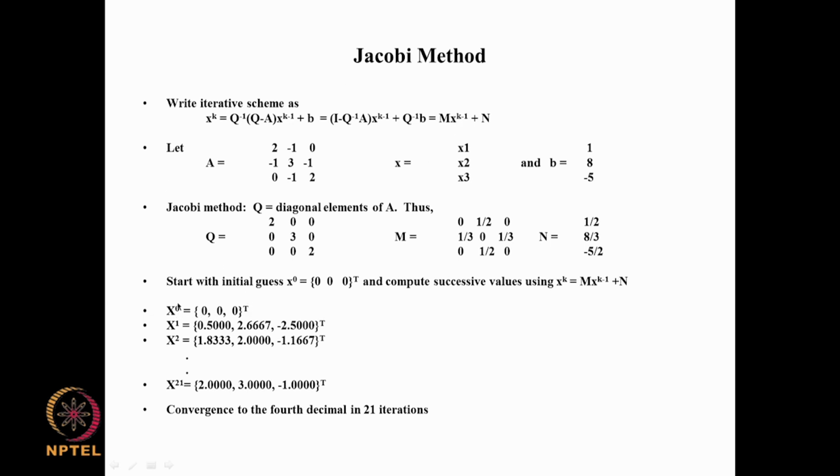So, x0, where the superscript indicates the initial guess, is 0 0 0 for the 3 elements, x1 is 0.5, 2.667, minus 2.5. You can substitute these things here and then you can get x1 x2 x3 like that, and x21 gives us 2.000, 3.000 and minus 1.00, and you can see that this is a solution.